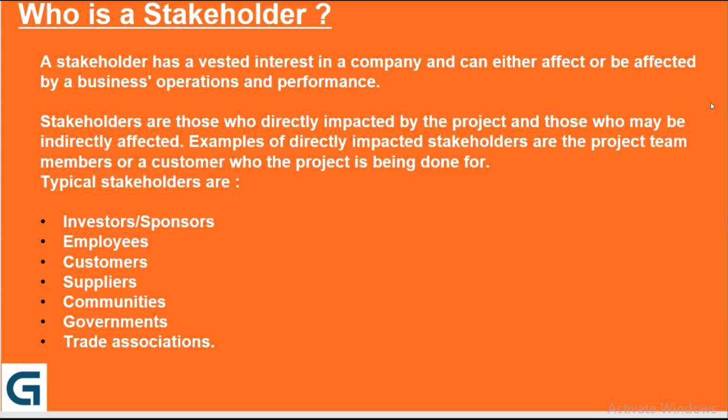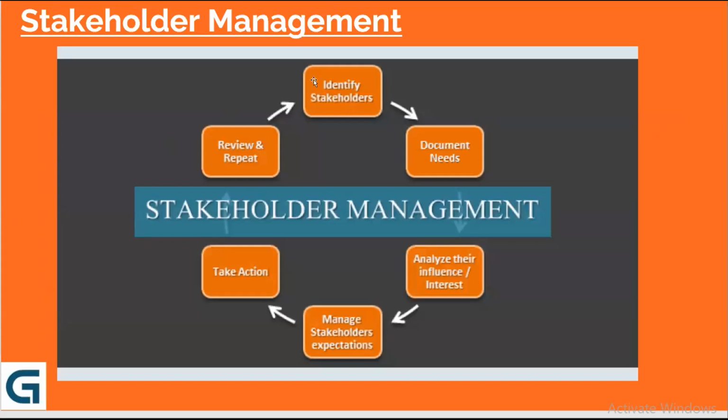So now, because you know who the stakeholders are, you must know how you will manage them. And for that, we have a quick pictorial representation over here. You need to first identify who all those stakeholders are, and what documents are needed for such stakeholders to remain connected. And once the document need is known, you analyze their influence and interest, in what areas their influence and interest would be.